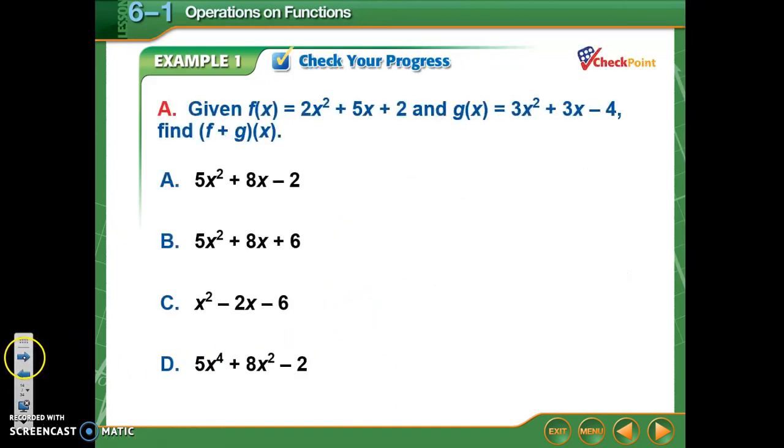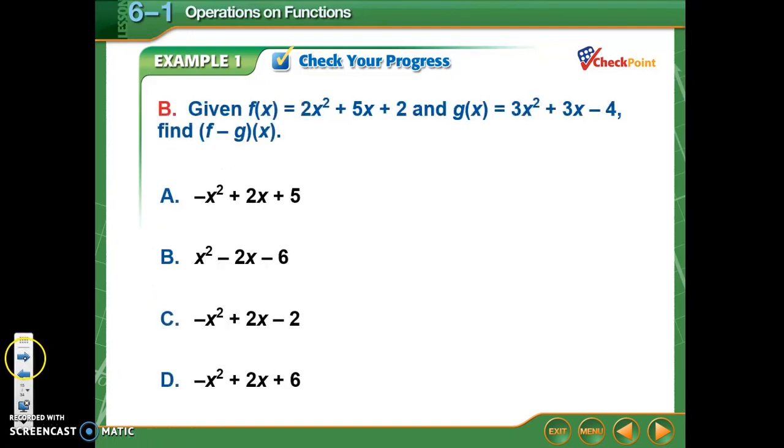Alright, you guys try this one. Your answer here should be A when you add f plus g of x, and try this one for subtraction. Okay, your answer here is D, negative x squared plus 2x plus 6.